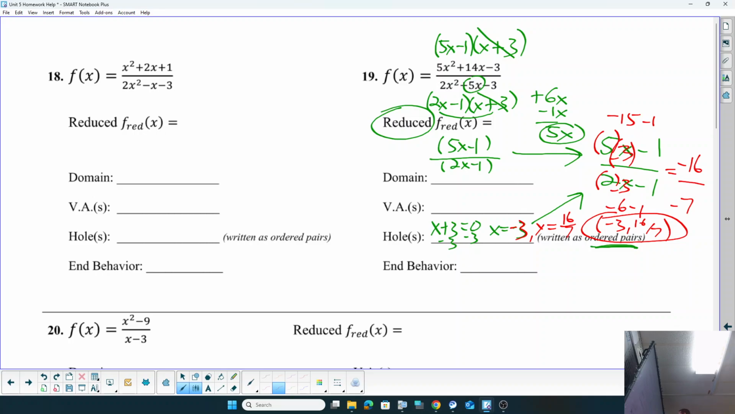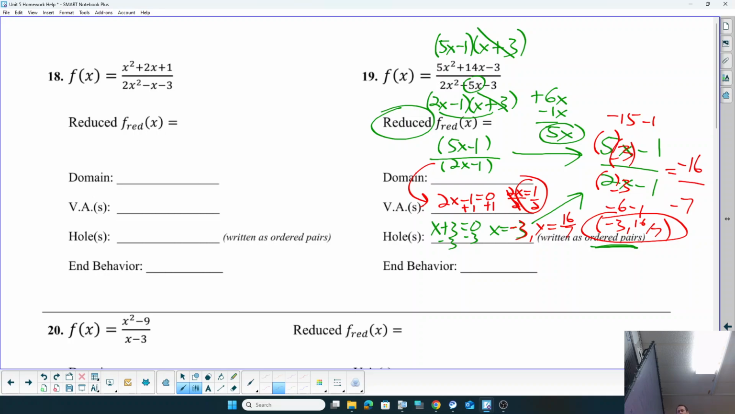Okay, so our vertical asymptote. Remember how to find the vertical asymptotes? You set the bottom equal to 0. So 2x minus 1 equals 0. We're going to add 1 to the other side, so we get 2x equals 1. And then we're going to divide by 2. So we get x equals a half. So x equals a half is our vertical asymptote.